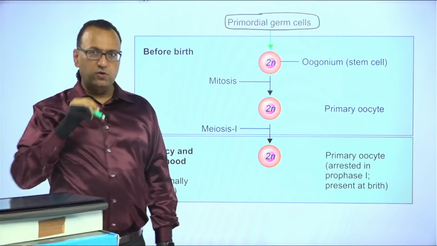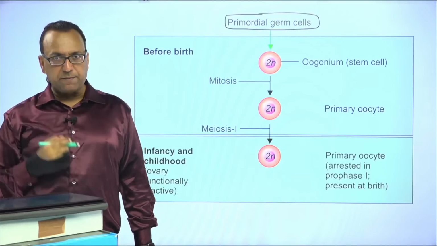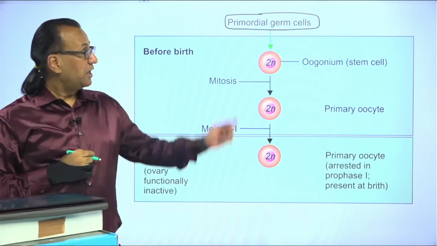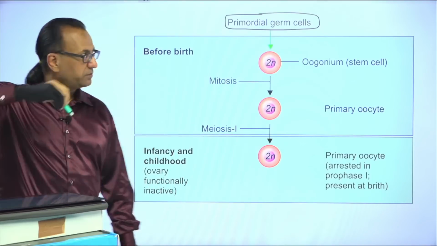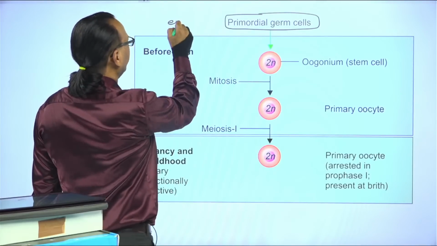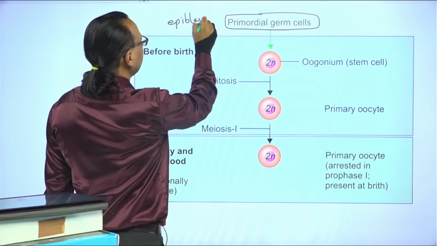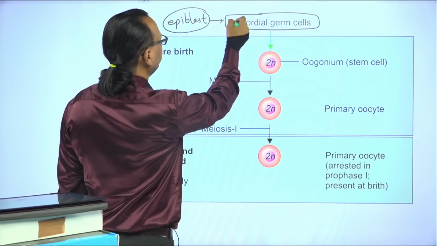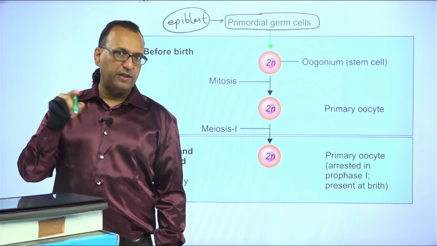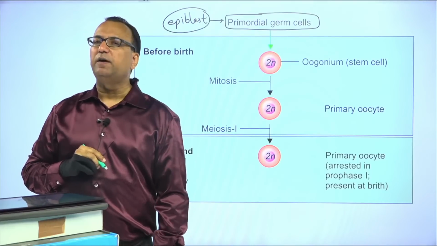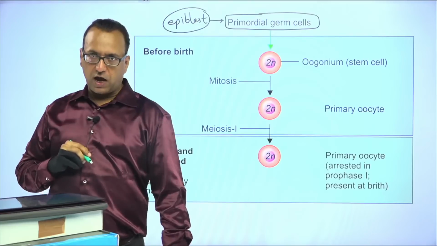I will keep giving you some of the answers which the examiner continuously keep asking. Primordial germ cells are derived from epiblast cells. It is the epiblast cells which will be forming the primordial germ cell, and primordial germ cell will be forming the gametes. In female, it will be the ovum. In male, it will be the sperm. But this is a discussion on female.